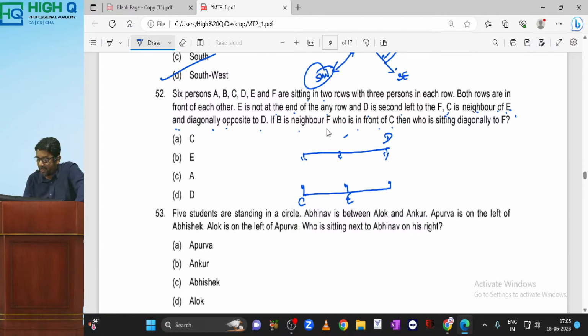If B is neighbor of F, who is in front of C? F, B. Next. That's it. Who is missing now? A. Fine. I think everything is fine. Then who is sitting diagonally to F? A.